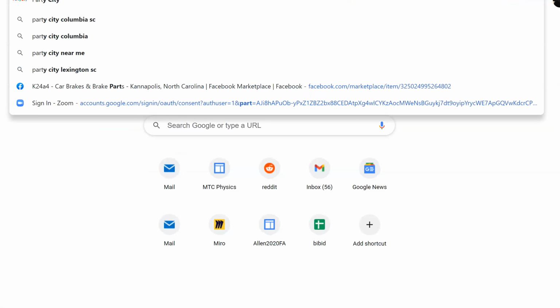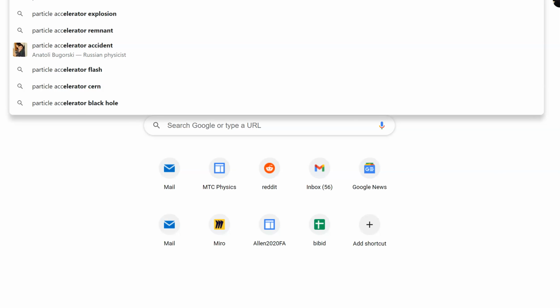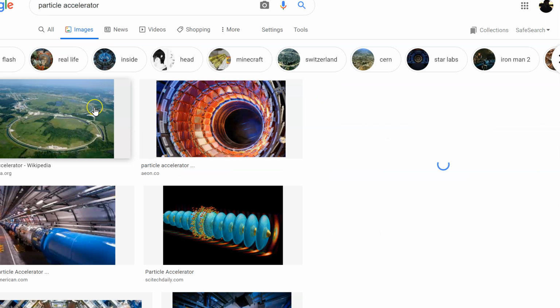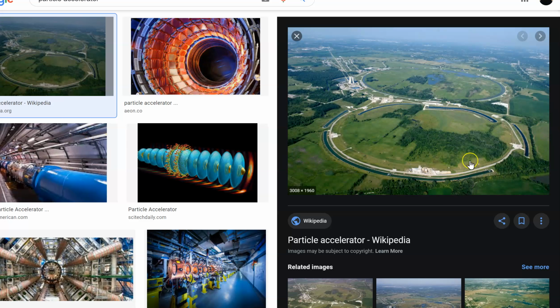So let me see if I can find a picture or two here for you. Here's one from above, and you see the big circular path right there. So they're accelerating those things around faster and faster. They've got another one going over here. Then they smash the two together and see what flies out.